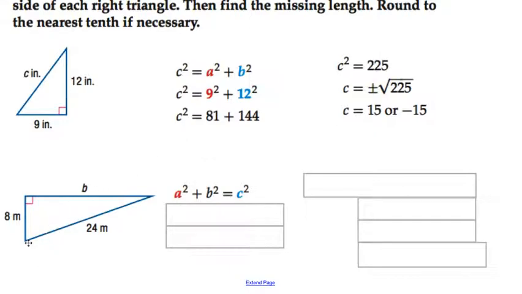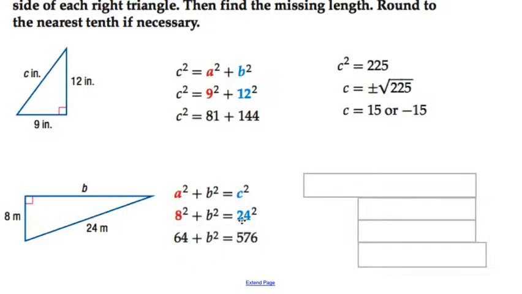This one, we have the hypotenuse, but we're looking for a leg. Okay, same equation, a squared plus b squared equals c squared, but this time we will be looking for b squared. And it doesn't matter whether you would have called it a or b. So substitute in what you know. a is 8, c is 24. 8 squared is 64 plus b squared equals 24 squared, which is 576.